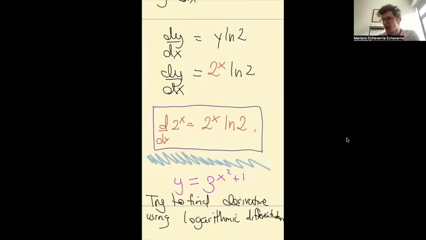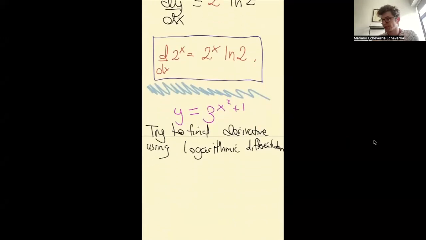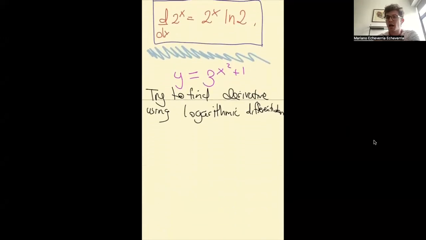Okay, let's see what the solution to this problem is like. Again, you start by taking natural logs on both sides. I'll just use the colors when necessary to speed things up. So you take natural log on both sides, and you get ln of y equals ln of 3 to the x squared plus 1.